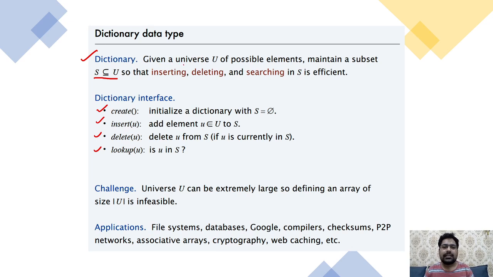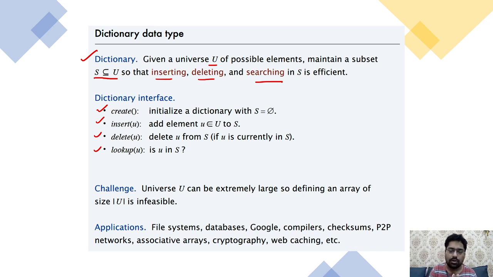So a dictionary is, given a universe U of possible elements, maintain a subset S where inserting, deleting and searching, which here is renamed or named as lookup. Okay, so lookup in the book is written as whether an element is there in U or not. Whatever the element, it will definitely be shown. If what you are going to find is not there, it will be displayed as per the dictionary.